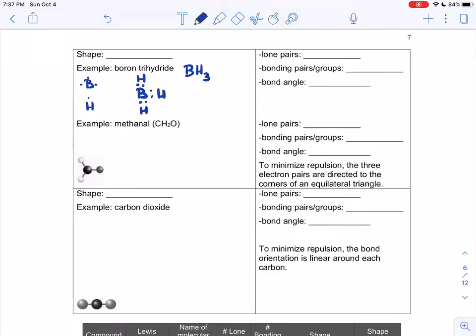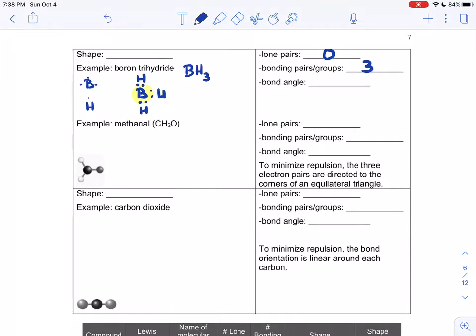So there it is. All right, so lone pairs. Again, I look at that boron, that central atom, and I can see that it's got no lone pairs. And how many bonding groups do I have? I have 3 bonding groups. I'll talk about what I mean by pairs and groups here with our next example.